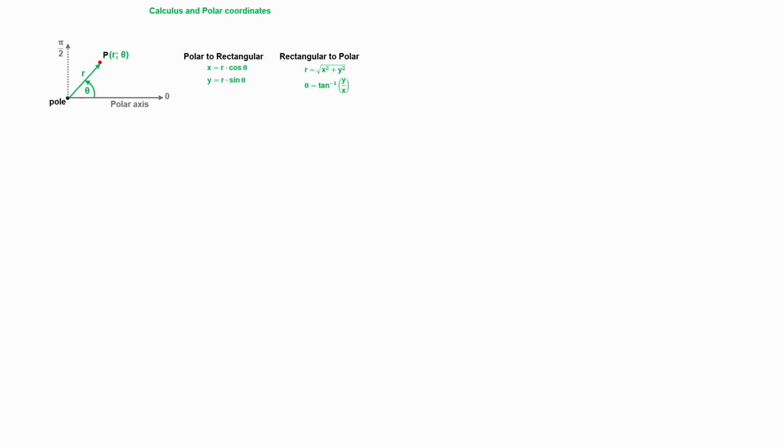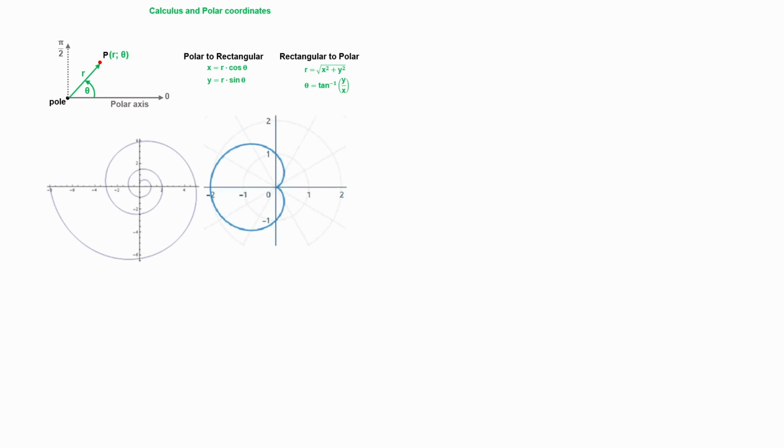Sometimes polar coordinates are much more convenient than Cartesian, especially for curves with circular or spiral symmetry. With this in mind, let's see how calculus works in this setting. First, let's talk about tangent lines.